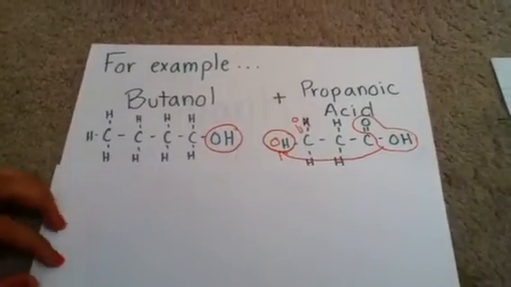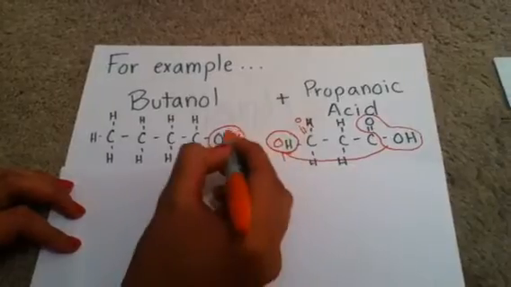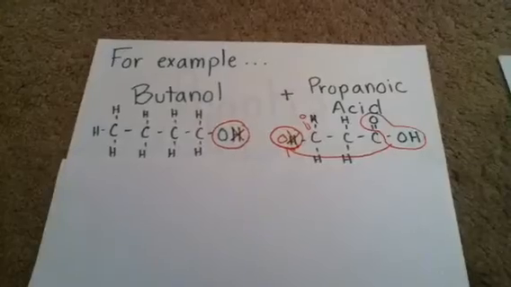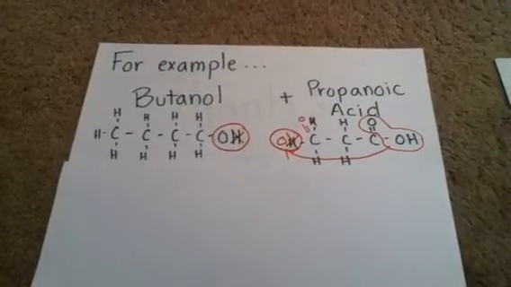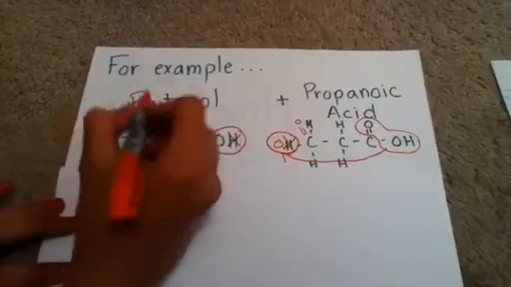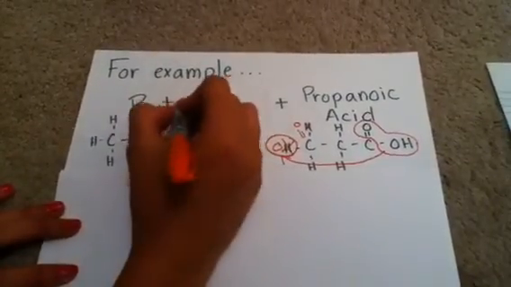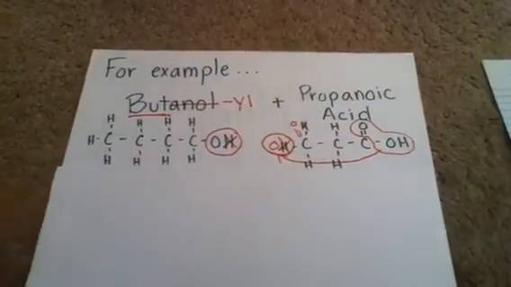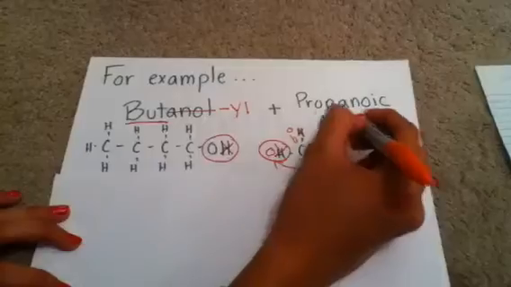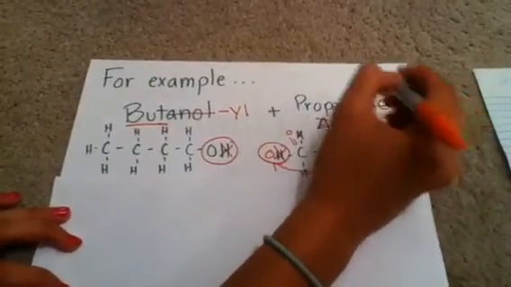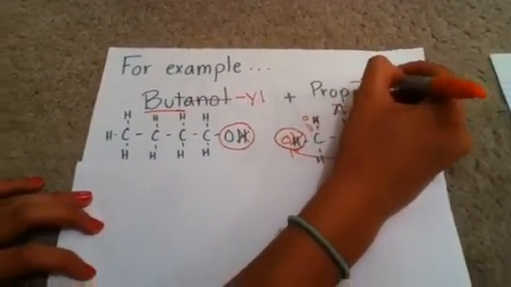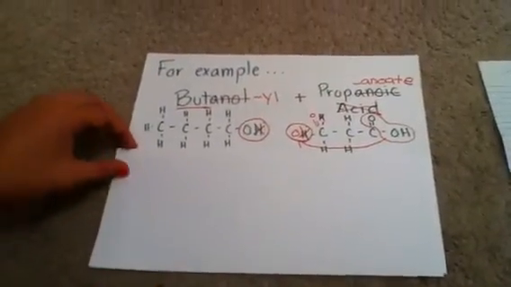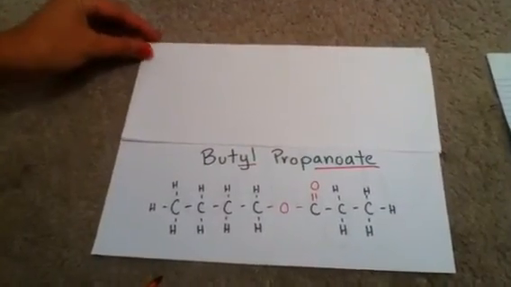When they combine, the H's cancel out, leaving an O to complete the chain. Now that it is an ester, the name changes to butyl propanoate, because you keep the base of the first word butanol and add the suffix YL. Then you change propanoic acid to propanoate by getting rid of the acid and adding the suffix anoate. This is butyl propanoate.